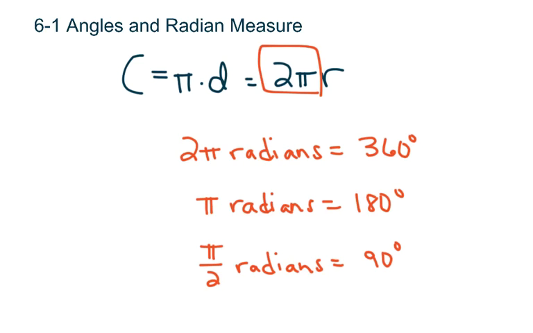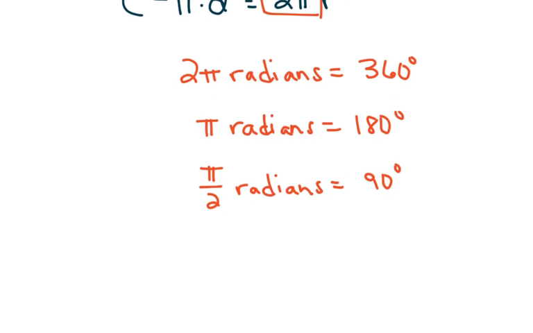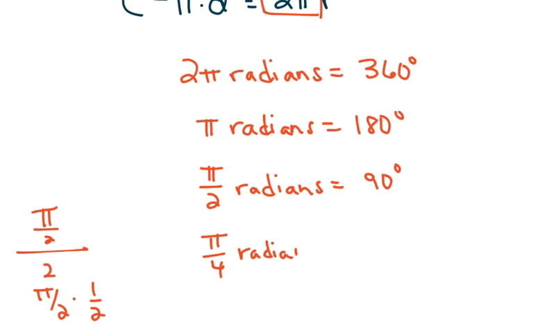We could keep doing this all day. If I divide both sides by 2 again, pi over 2 divided by 2 is pi over 4. That's by using our properties of fractions, which is dividing by 2 is the same as multiplying by the reciprocal. And you would find out that this is the same as 45 degrees.